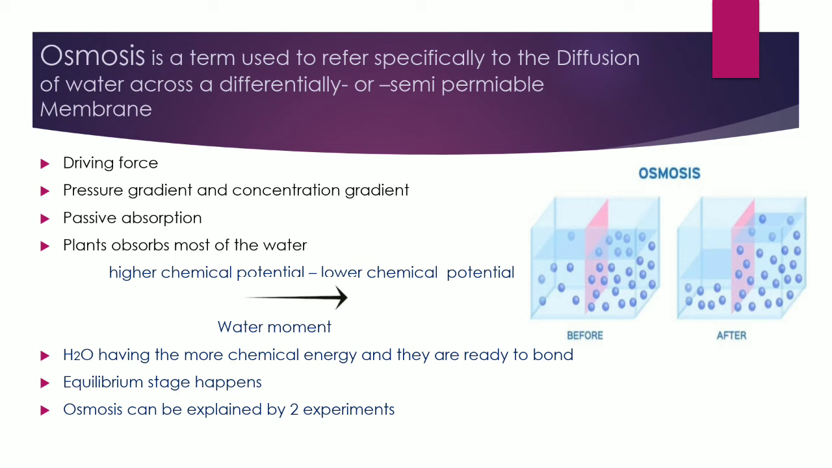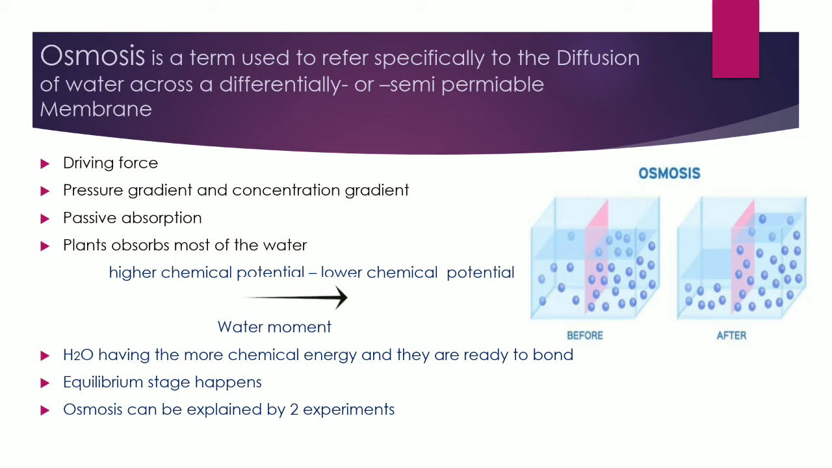Here, come to the points. Driving force: as they involve the driving force, the water molecules, pressure gradient and concentration gradient. This osmosis process depends on pressure gradient and concentration gradient. We know how the concentration gradient happens, but how the pressure gradient happens, we are going to learn in the second experiment, in detail.